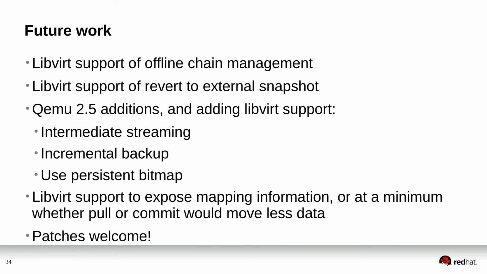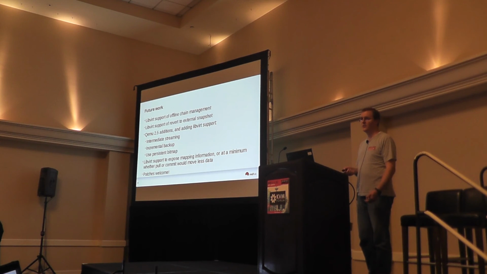There's offline chain management. Right now, Libvirt can only show you the backing chain of a running guest. We need to see what's there for an offline guest. Reverting to snapshots, exposing QEMU 2.5 editions. There's still a lot of fertile ground.